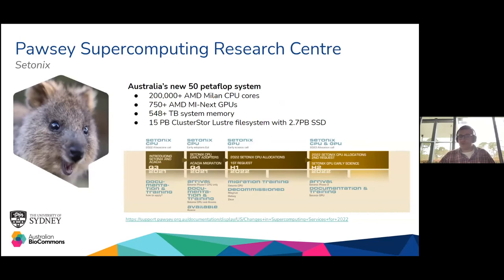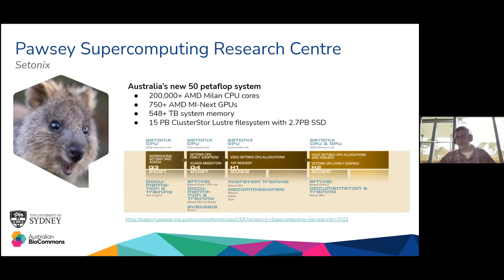Just to introduce our new system that will be coming online next year: Setonix is the scientific name for the quokka. This is our local WA animal that we really like, and the system is named after the quokka. It will be a 50 petaflop system, based on more than 200,000 AMD Milan CPU cores. It will also have a separate GPU-accelerated module, composed of more than 750 GPUs.